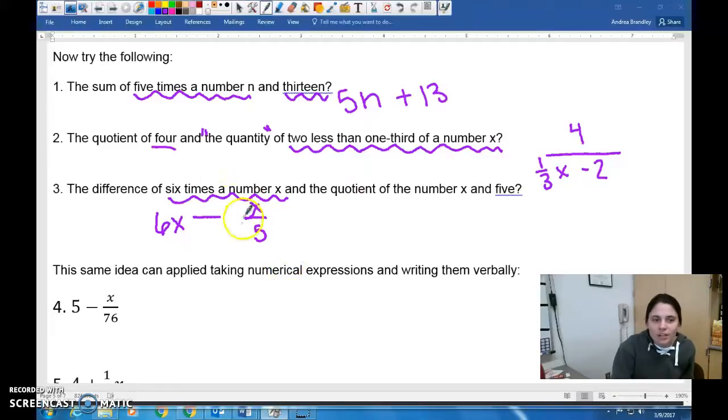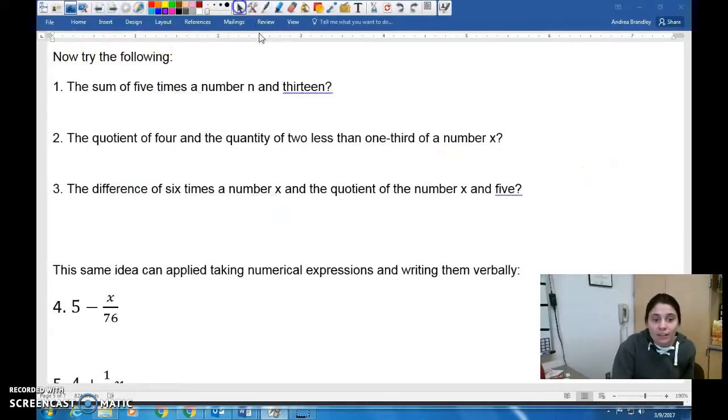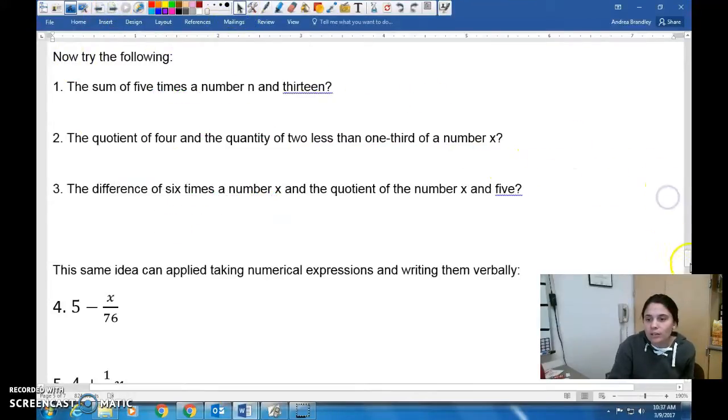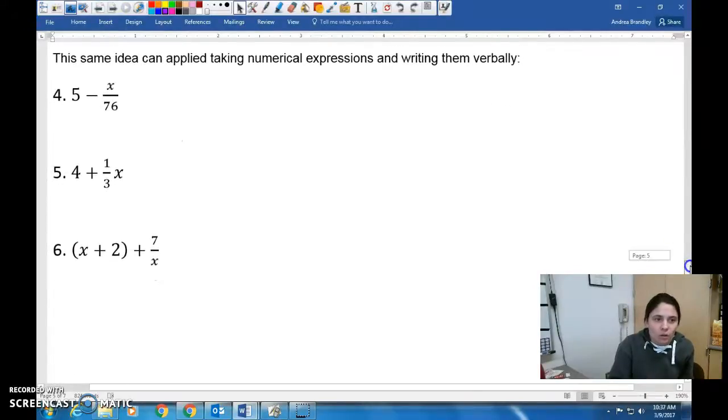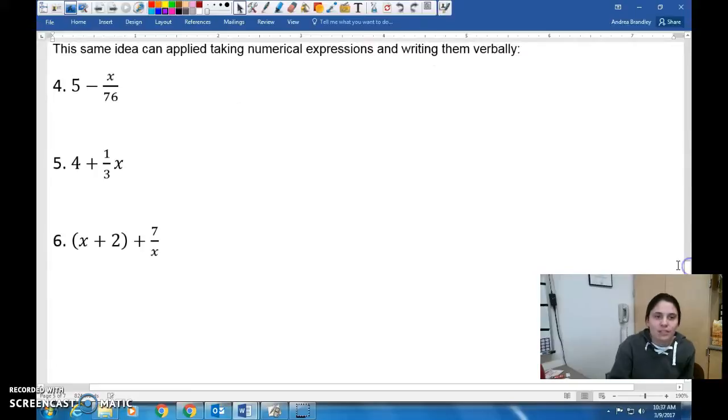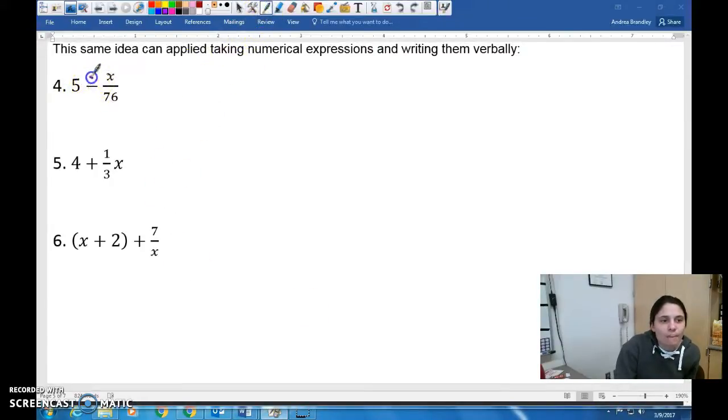So this same idea we just talked about can also be applied going in reverse. If we're given an expression and we want to be able to write that in written words or speak it verbally, that's what we're going to do on numbers 4, 5, and 6. So I think the easiest way to start is to look at whatever the main operation we're doing is, which in this case is subtraction. And subtraction I use with the difference. So I have the difference of this and this.